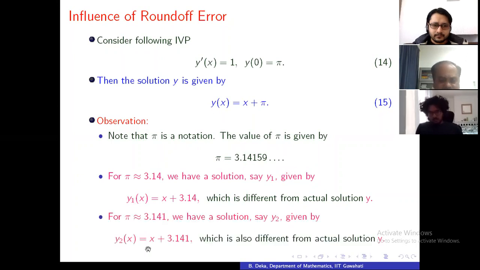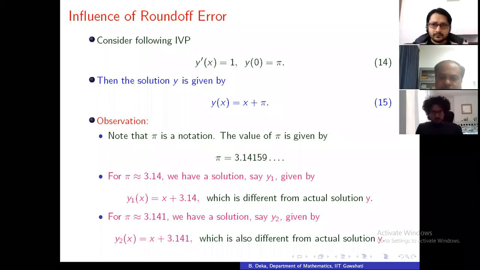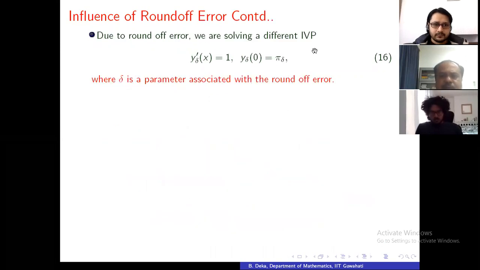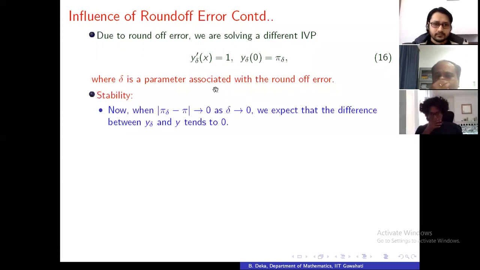Similarly, someone has a better memory, so you will write pi equal to 3.141, and then you will get a different solution, say y2(x), given by x plus 3.141. So depending on your memory, you are basically solving a different initial value problem. When you have the influence of round off error, your data, which was pi, has been shifted to some other value that you call pi delta. Delta is a parameter associated with the round off error. So you are solving a different initial value problem, y delta dash is equal to 1 and y delta 0 is equal to pi delta. The solution of this equation is x plus pi delta.